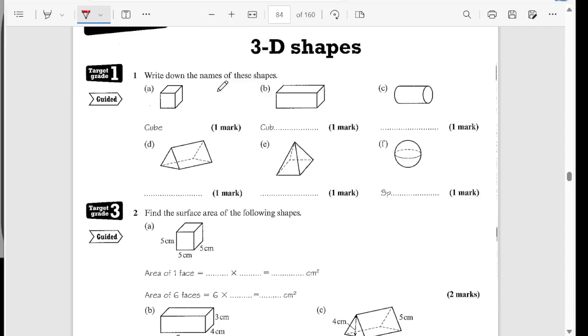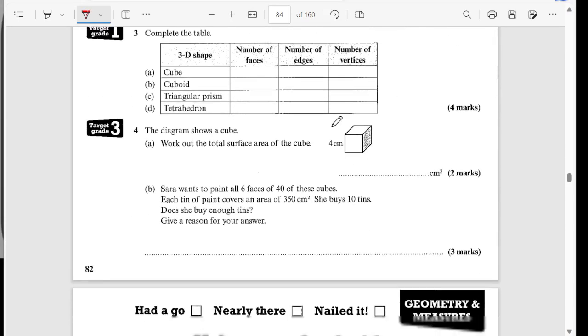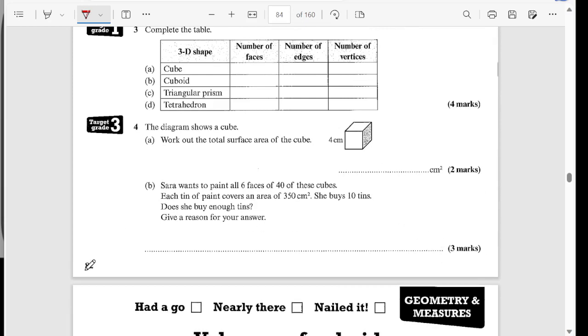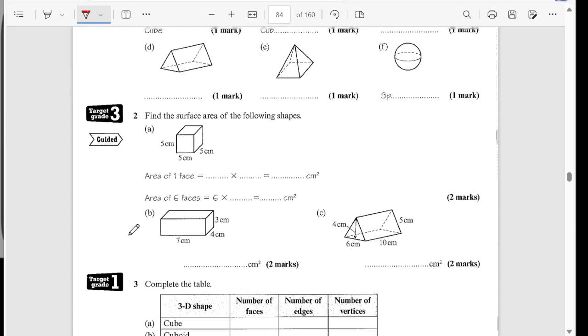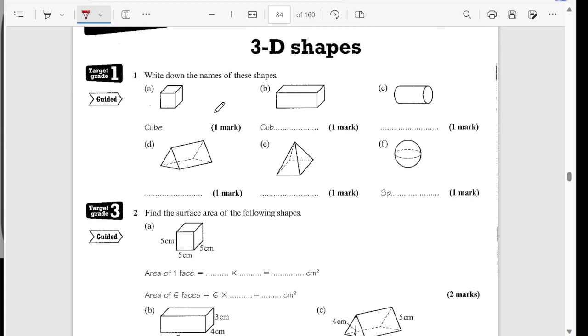Today we're looking at the foundation tier and we're looking at 3D shapes. This is taken from the Edexcel Foundation workbook. This is page 82 or topic 82, and I hope you find this useful.